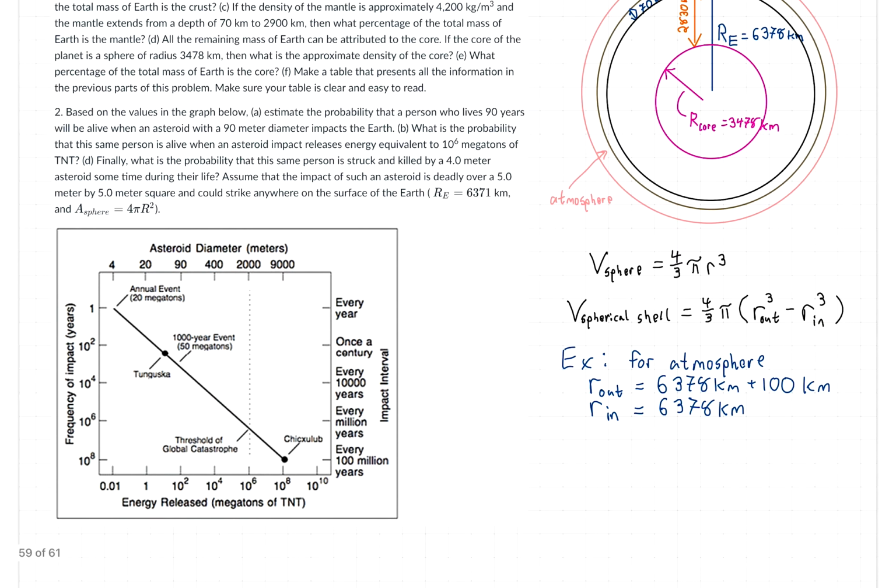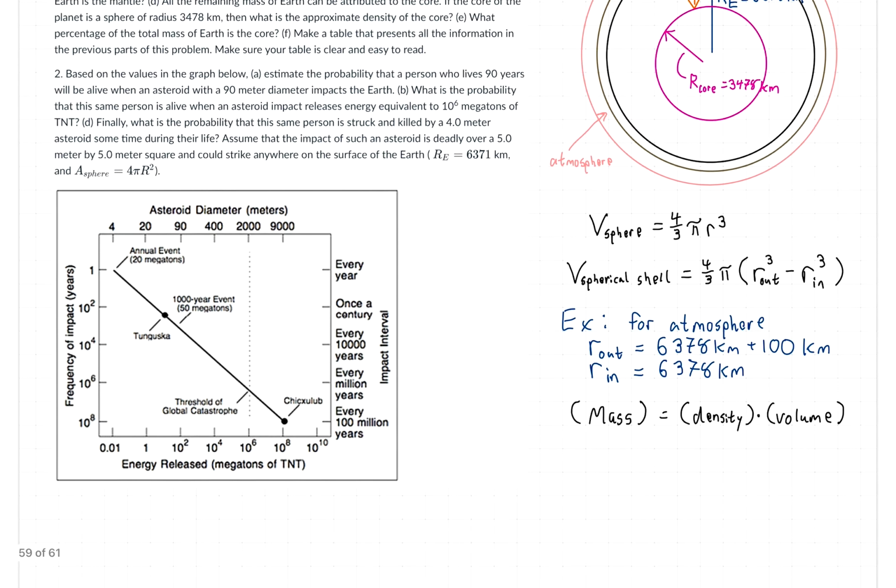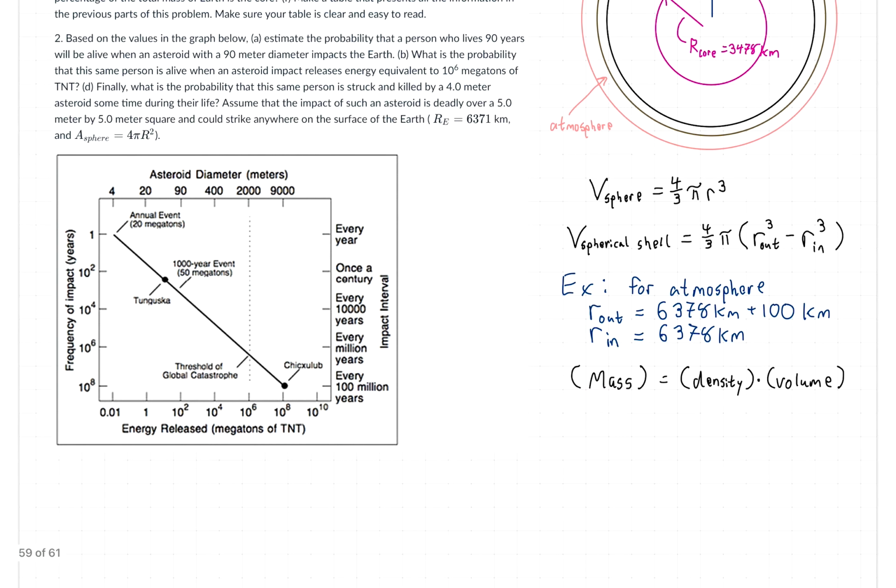All right, and then take the difference between those cubes, multiply them by 4/3 pi. Okay, so that will give you the volume of the spherical shell, which is Earth's atmosphere. And then finally, since you need to find its mass, you would then remember that mass, by definition, is density times volume. Well, you know volume, and you're given the density. In the case of the atmosphere, it's 1 kilogram per cubic meter.